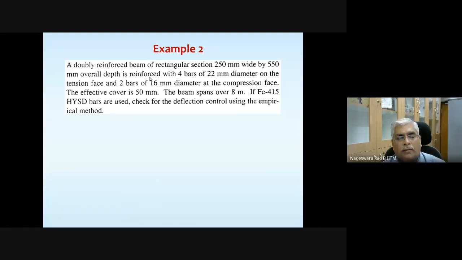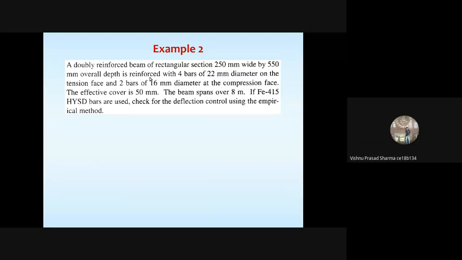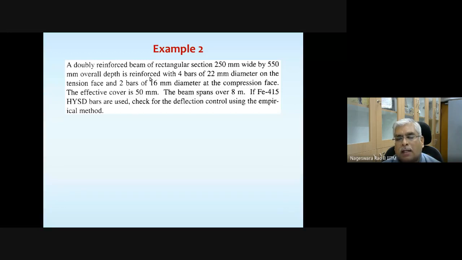1.21%. So one by one, let's see. 1.21 something. What is that? Is that tension reinforcement? Yes, sir. Okay, so you calculate the other value also. Later you can tell. So now the beam supports a span of 8 meters here, and Fe415 steel.